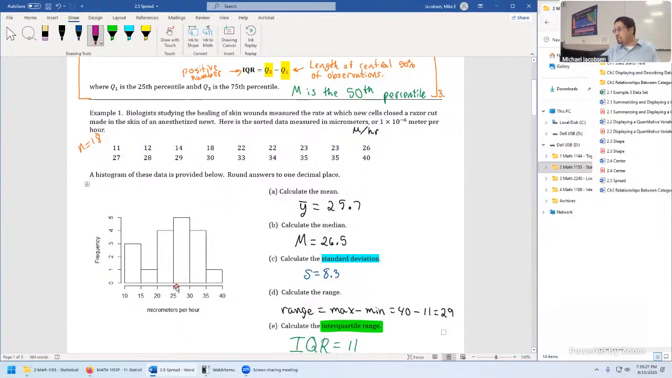Median at 26.5. This was healing rate. 26.5 micrometers per hour is about here. The sample mean is slightly lower at 25.7, right around here. And all that's telling us is that this is pretty symmetric data. Slight skew to the left due to this region right here, but they're pretty close values. And we have a good idea of what they're trying to say now.